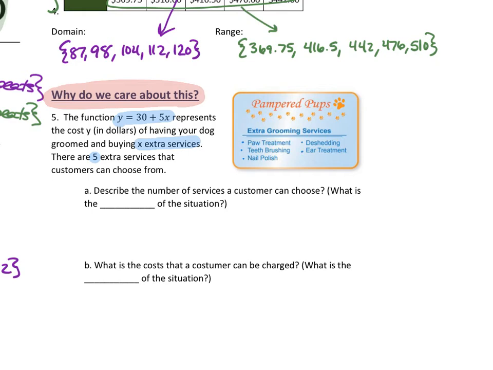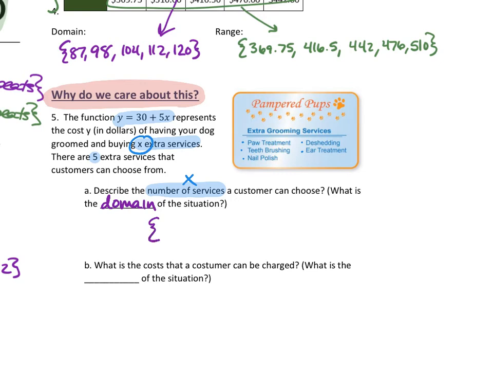Problem A says, describe the number of services a customer can choose. Now, if we're looking at number of services, we already defined that to be X. So if it's asking me to describe the X, I'm asked for the domain. I want to know as a consumer how many extra services I'm being offered when I visit Pampered Pups.